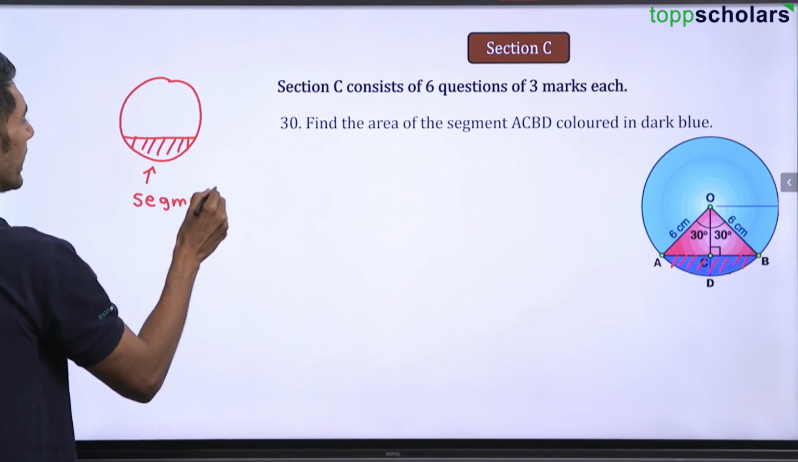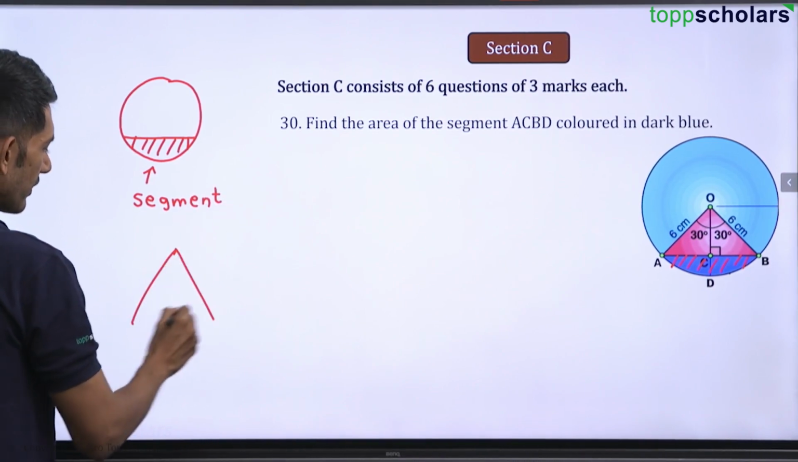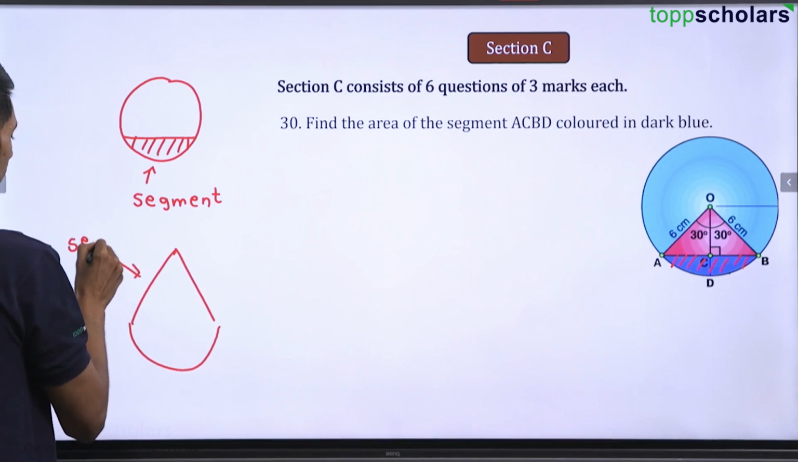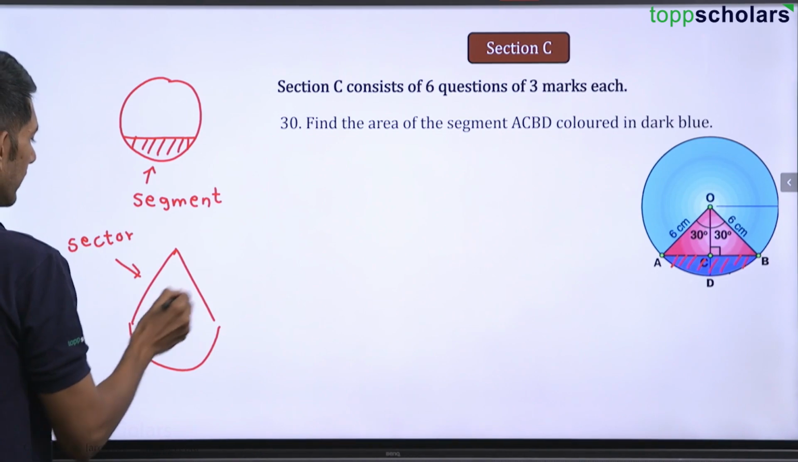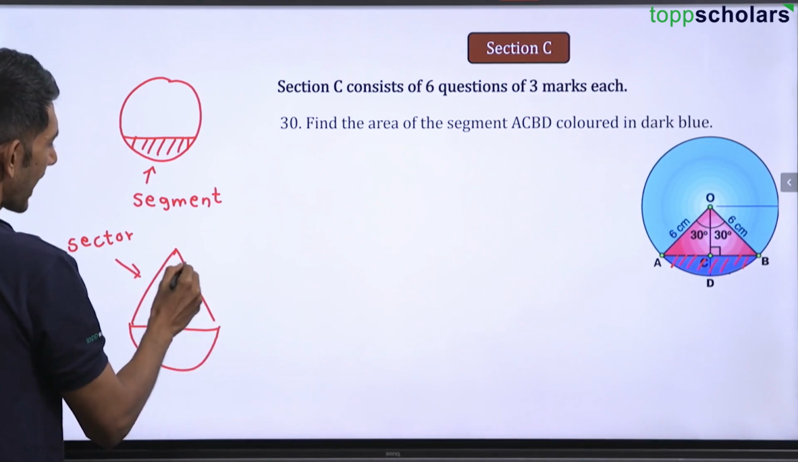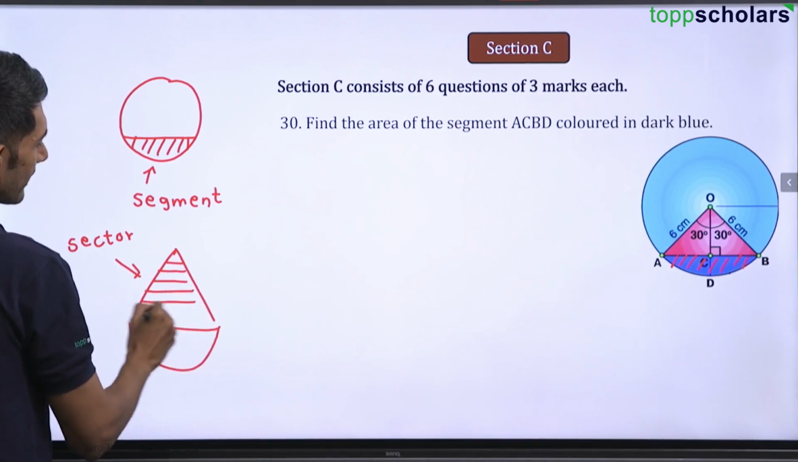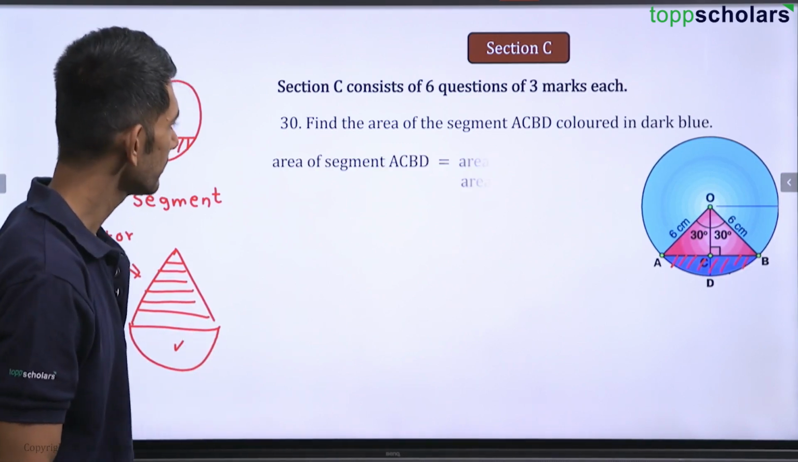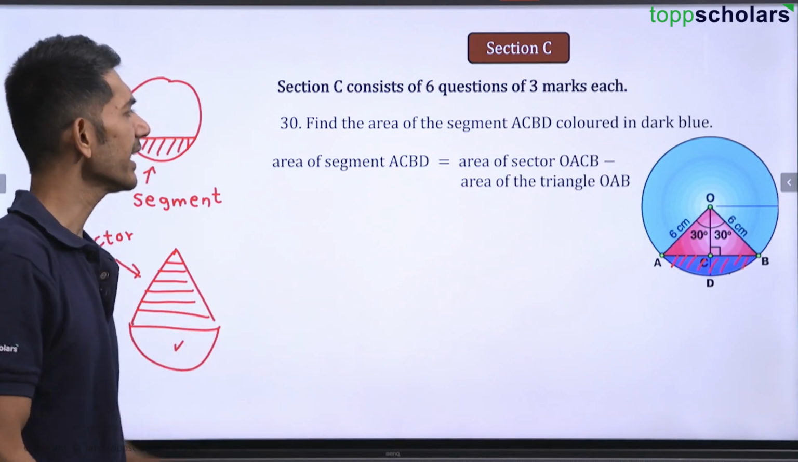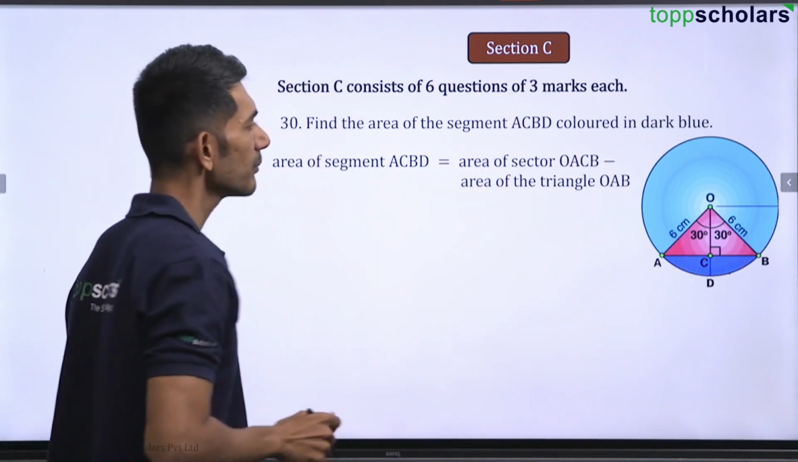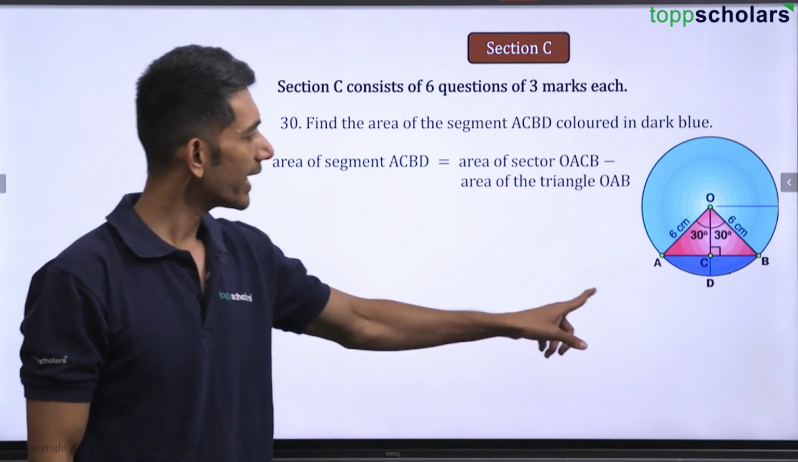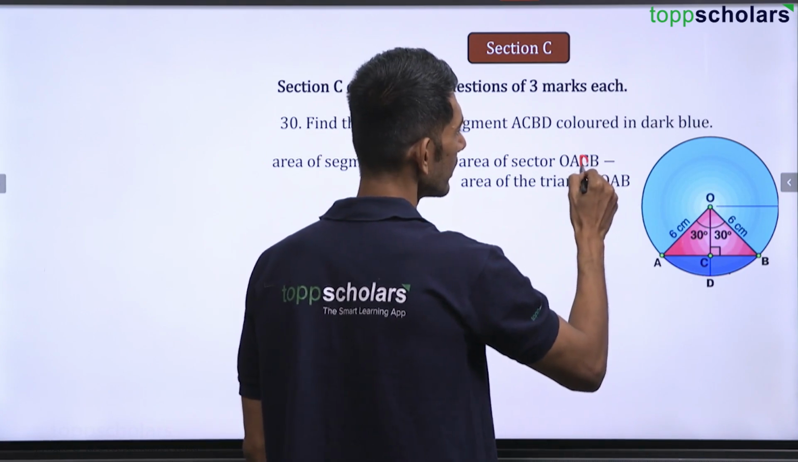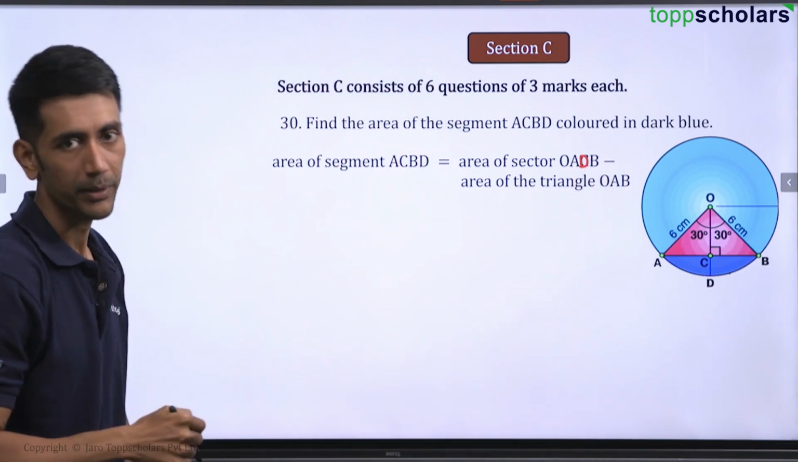And how do we find out the area of the segment? What we do is we find out the area of the entire sector, right? We find out the area of the entire sector, and from this sector we subtract the triangle. So once we subtract the triangle from the sector, we get the remaining segment, right? So let us do that. So here we can say that area of segment ACBD is nothing but area of sector OADB, right? Area of sector OADB minus area of triangle OAB.